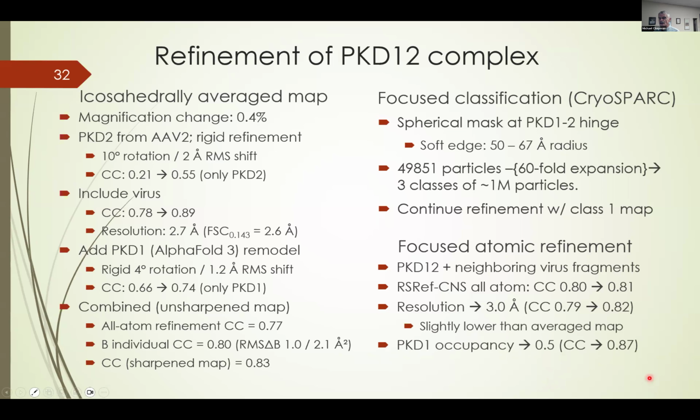So we're also able to refine the occupancy, and what will become relevant later is that for PKD1, this drops to about 0.5. Okay, so we end up after individual beta refinement with a correlation coefficient of about 0.9.